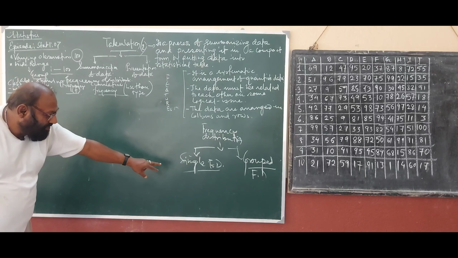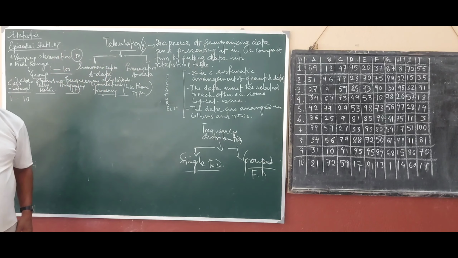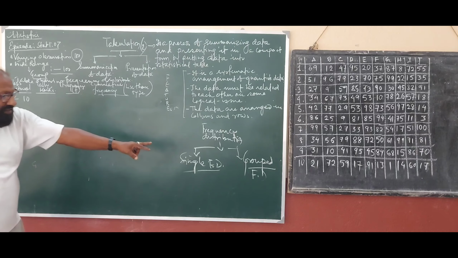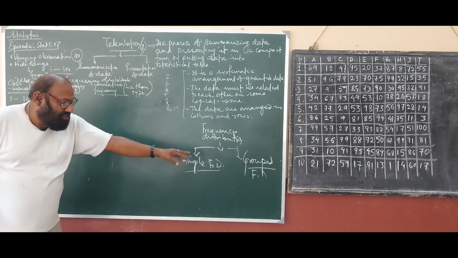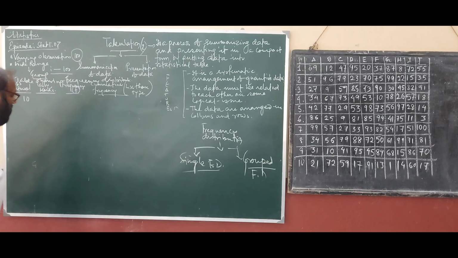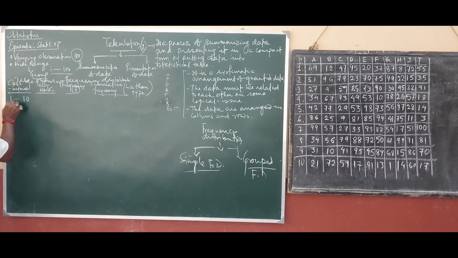So this is known as grouping. So simple frequency distribution we have done in class number 106, and this class 107 is concerned with group frequency distribution. Okay, so 1 to 10. Now this is known as the lower limit of the group, and this is known as the upper limit of the group. Okay, so what is the lower limit? Lower limit is the lowest number existing in the group.